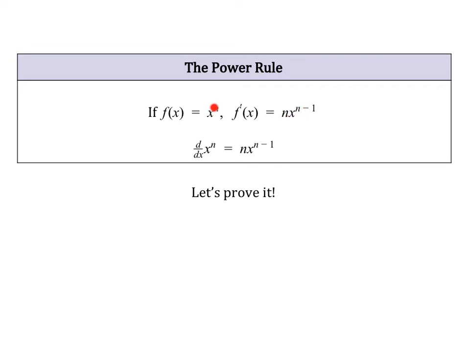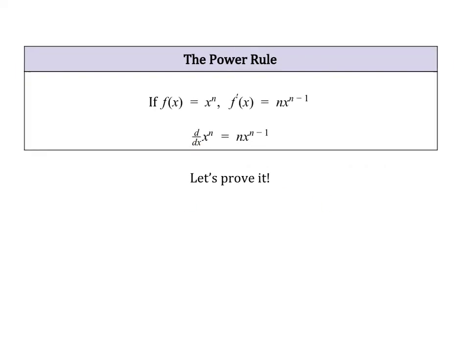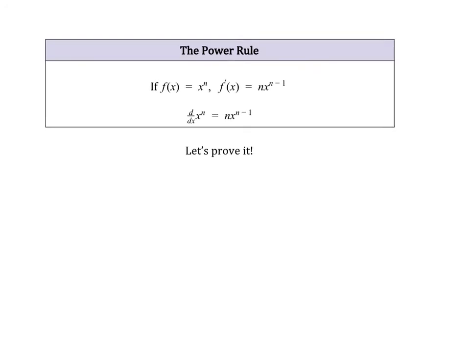Then the degree of your variable decreases by 1. So that's what this n minus 1 means. So once again, you take the exponent, multiply it out front, and drop it down by 1. And that is going to be your derivative. Here's just another way that we can notate derivative. Rather than using f prime of x, we can say d dx.